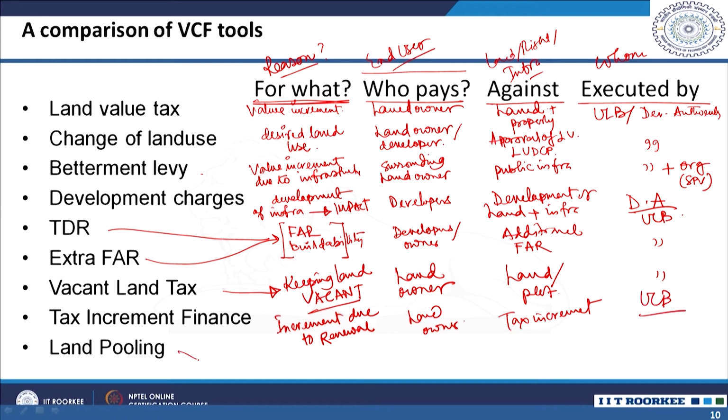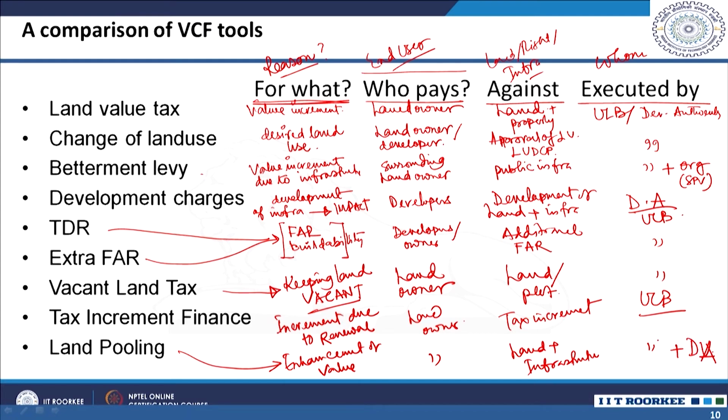Land pooling is basically the enhancement of the value of the land. Here it is paid by the landowner against the land plus infrastructure, and it can be executed by urban local bodies. In some cases it is also the development authority.